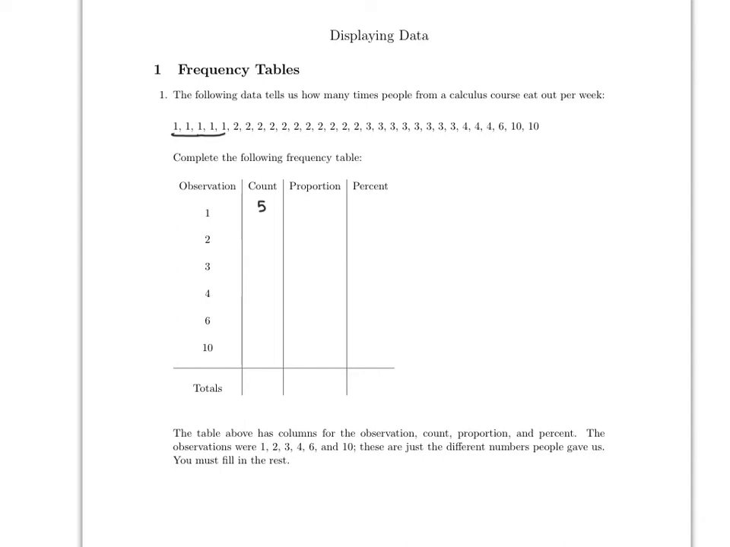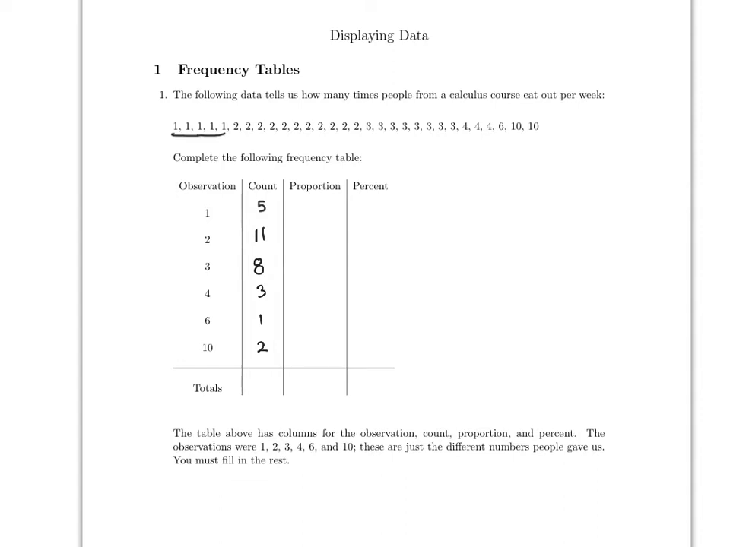Now, at this point, I want you to go ahead and pause it and fill in the count for each of the rest of them. Now, hopefully we've gone ahead and gotten the same numbers here. So you have 5 ones. I found I have 11 twos. I have 8 threes. I have 3 fours, 1 six, and 2 tens.